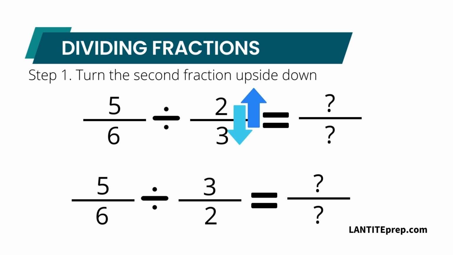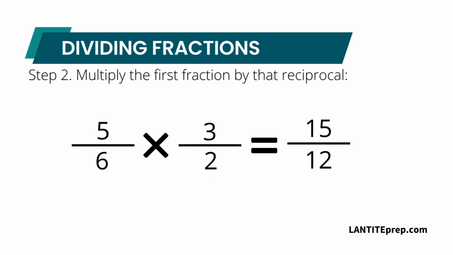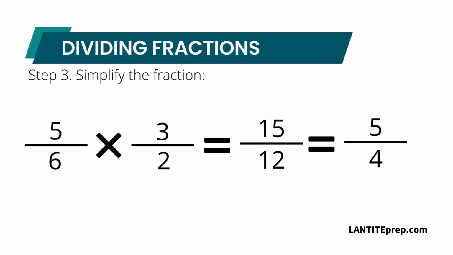Great. Let's see how we can find the answer. Step 1 is to turn the second fraction upside down. It becomes a reciprocal. Step 2 is to change the division sign into a multiplication sign and multiply the first fraction by that reciprocal. Step 3 is to simplify the fraction.